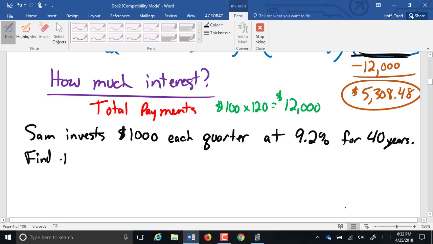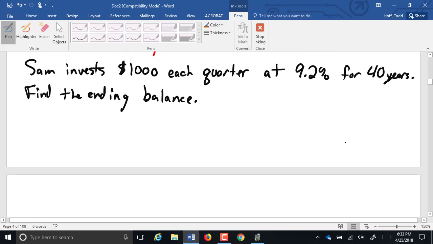So find the ending balance again. Now this one's got some differences in it. Nothing we can't handle, but let's walk through this one together again before I give you one on your own. We are looking for the ending balance, which is the future value. Where do we start out with that calculation?